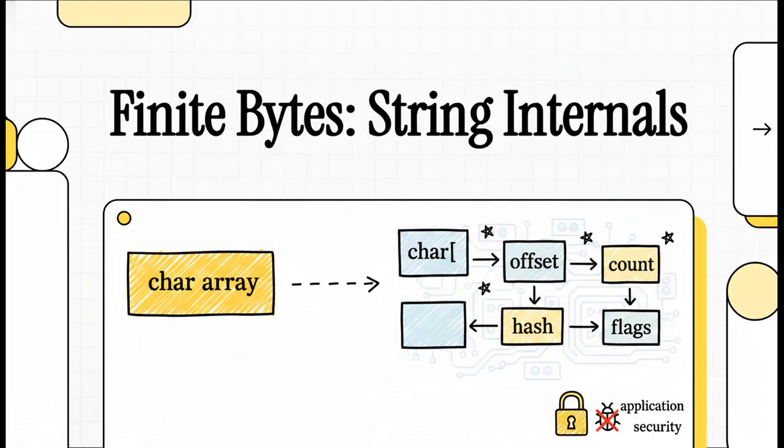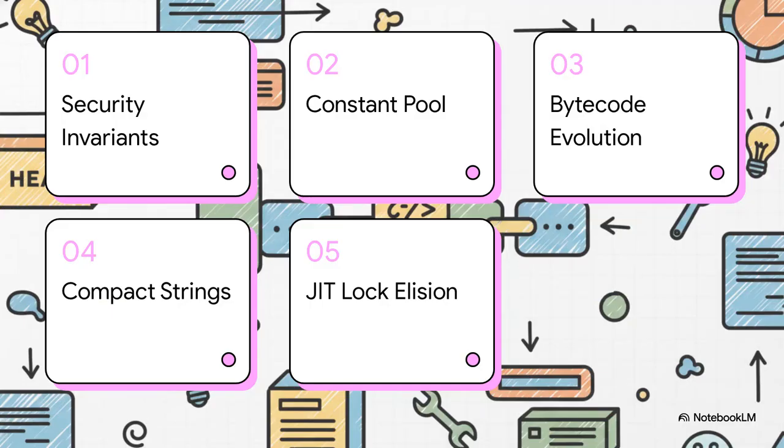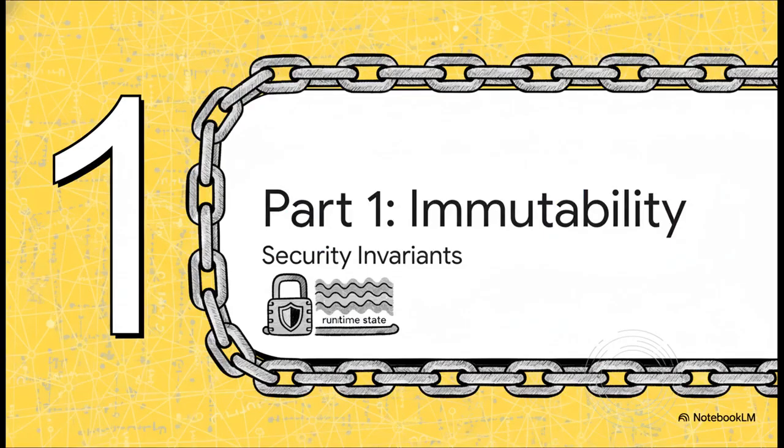So today, we're going to challenge those textbook basics and completely deconstruct how strings actually operate down at the machine level. To pull this off, we're doing a layered descent straight through the JVM. We're looking at security invariants, the constant pool, bytecode evolution, compact strings, and finally, JIT lock elision. All right, let's kick things off with part 1, immutability and security invariants.